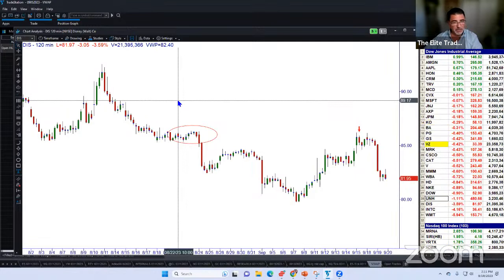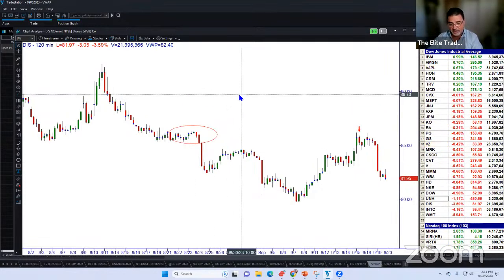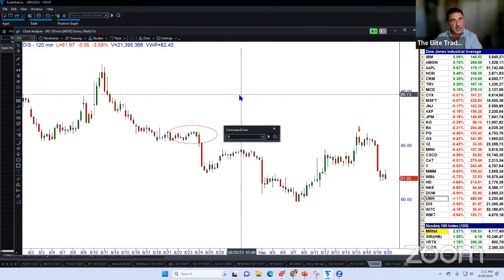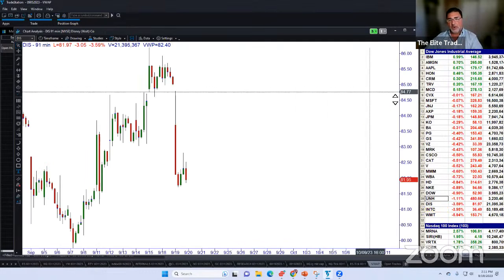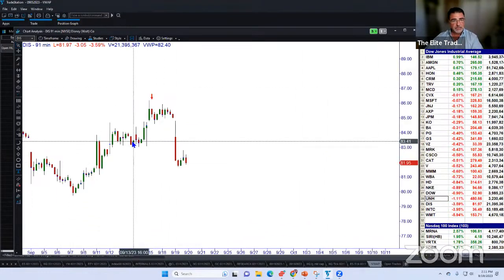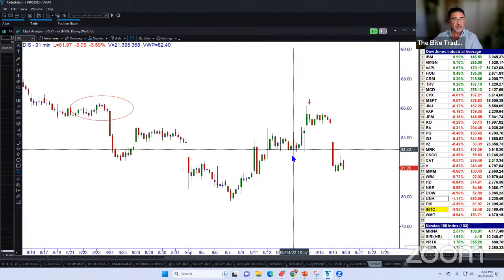So this one I'm going to do a little quickly for you because I've already kind of looked at a couple of them. And we're going to drop down to a 91-minute chart, okay? So why a 91? Is there magic in a 91-minute chart? No, not at all.